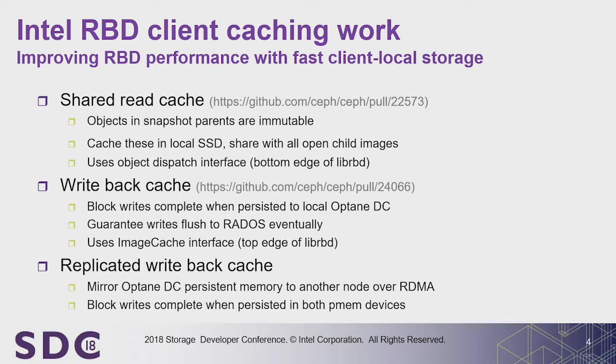The shared RO cache uses what RBD calls the object dispatch interface, which is near the bottom of the library. By the time the library's figured out which object your LBA maps to, this is where it dispatches the I/O, and it's got a stack of things it goes through, and the local cache is one of those things. The write-back cache, which is what the rest of this presentation is about, is what I'm working on. Basically we're using persistent memory to complete your writes locally, and then we promise to flush them later. This uses the image cache interface, which is at the top of librbd very soon after the writes come into the library. librbd, by the way, is all C++, which I found a little shocking.